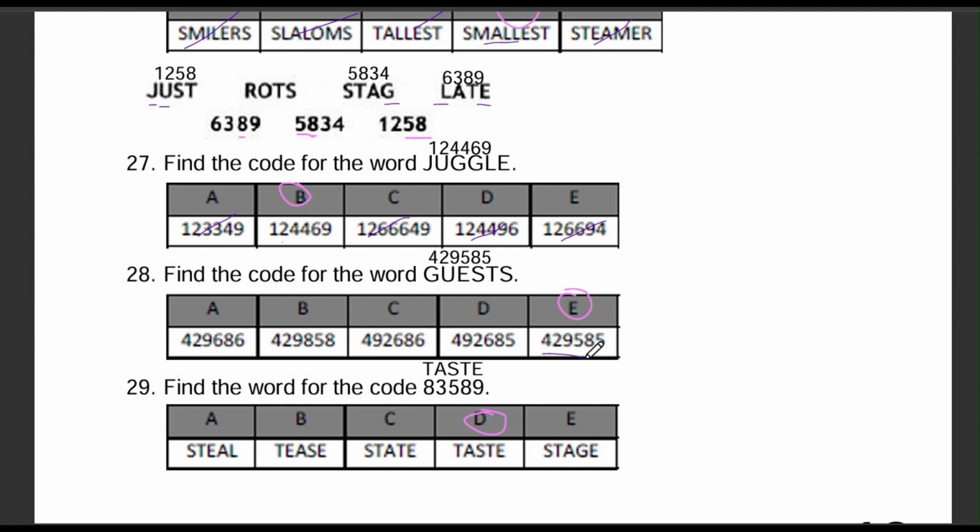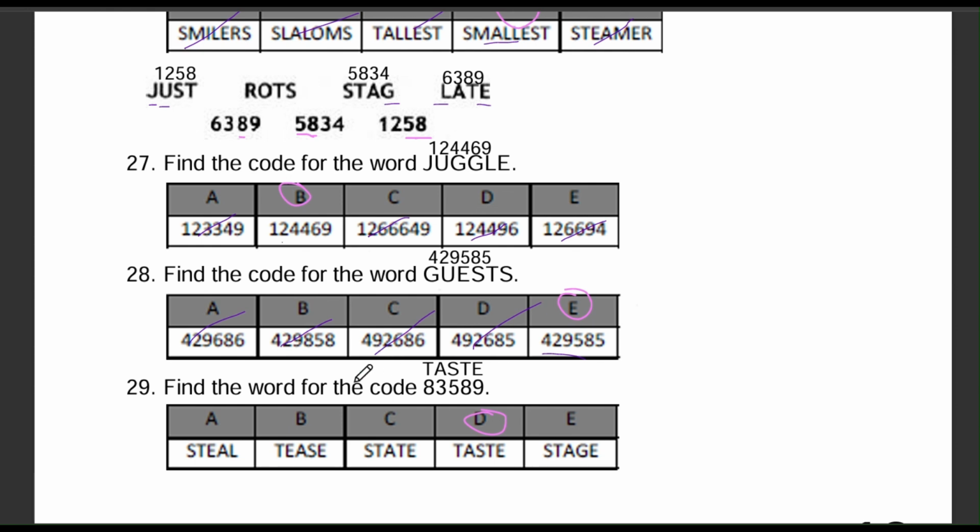Here's the breakdown. Using the same mapping, G is 4, U is 2, E is 9, S is 5, T is 8, and S is 5 again. So the list 4, 2, 9, 5, 8, 5 only shows up in option E. And the others? Options A and C replace the 5 with a 6. Option B keeps the first 4 digits right, but then messes up the 5th one. And option D changes both the 3rd and 5th digits.